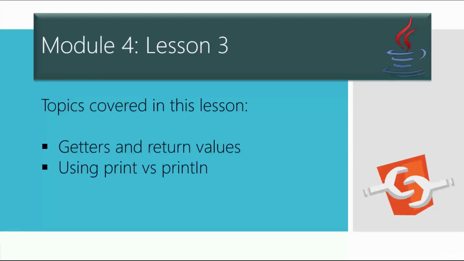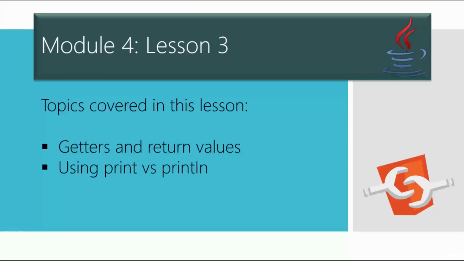So first, a simple rule regarding the getter. The getter method has its name start with get, and it takes 0 parameters and simply returns a value. So let's take a look at what the getter method does and how it returns a value. In addition, I'm also going to demonstrate the difference between the print versus the println method. So let's jump right in.